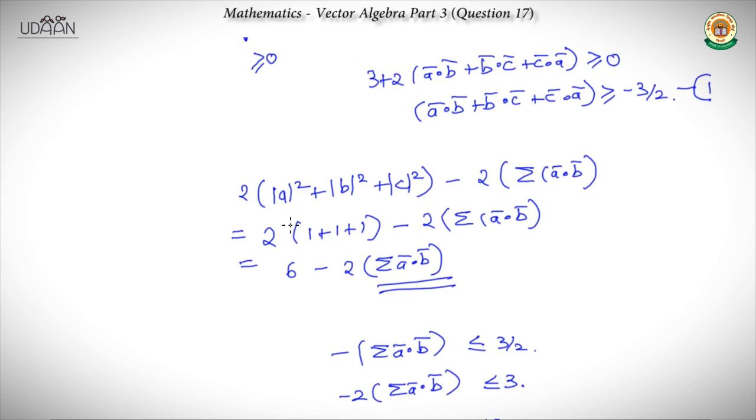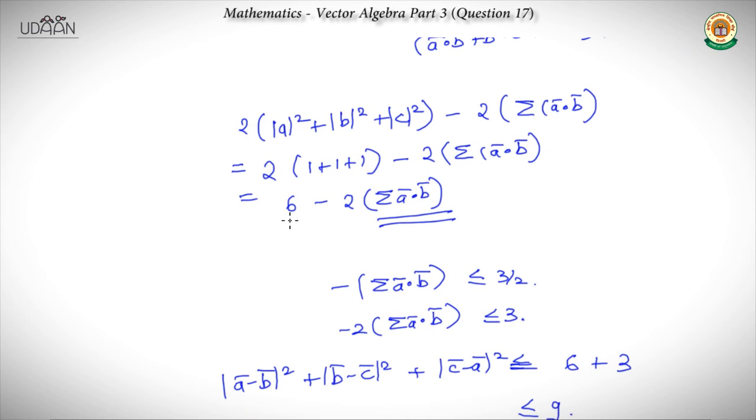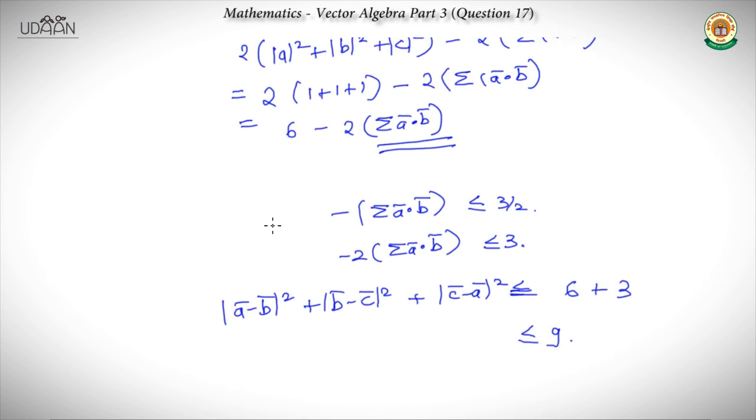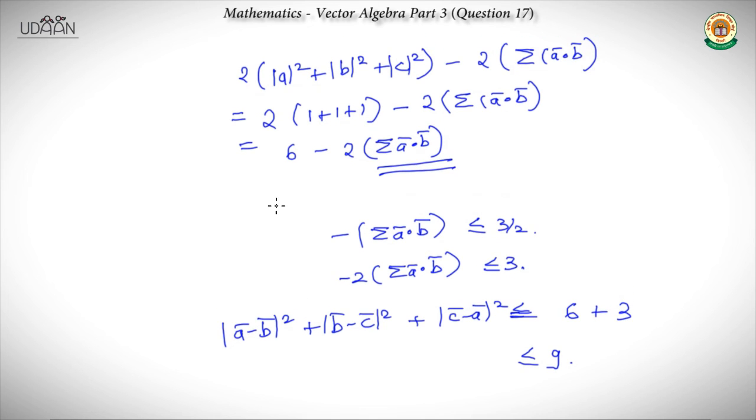And after that, we wanted to find the value of mod a minus b the whole square plus mod of b minus c the whole square and so on. So we wrote it as 2 times mod of a bar square plus mod of b bar square plus mod of c bar square minus 2 times summation of dot products. Then we used the same inequality in the expression, before squaring, and that led us to the conclusion that this whole expression has a maximum value of 9. So that was question 17.